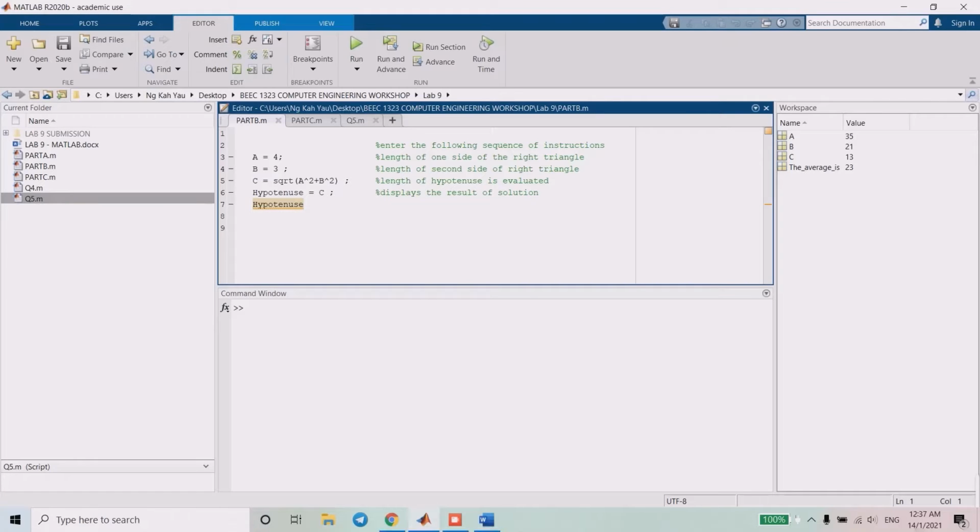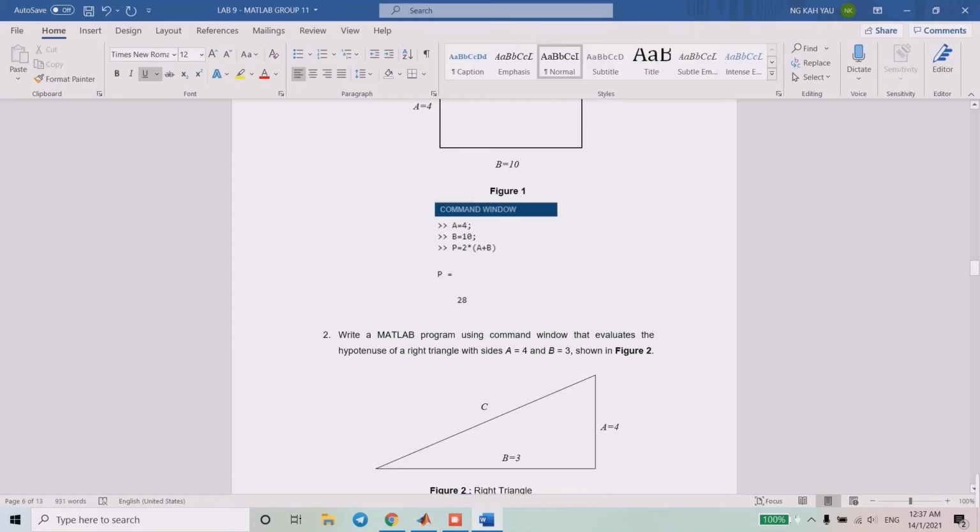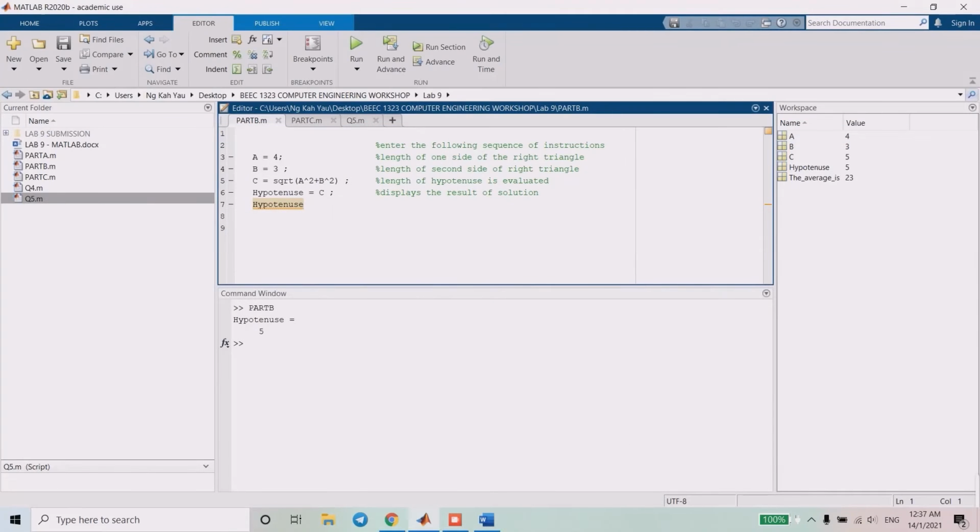The reason I don't use the command window is because in the command window we cannot save our code. So I have to do it in the editor. To find the answer, we press run, and then we get hypotenuse 5. So we know here that C equals 5. That's for Part B.